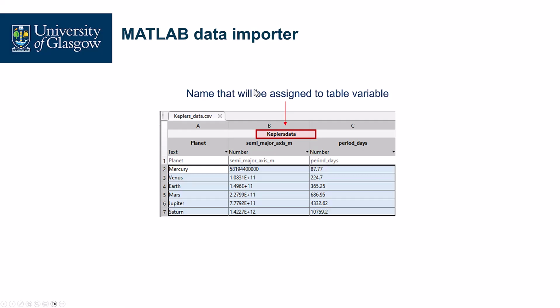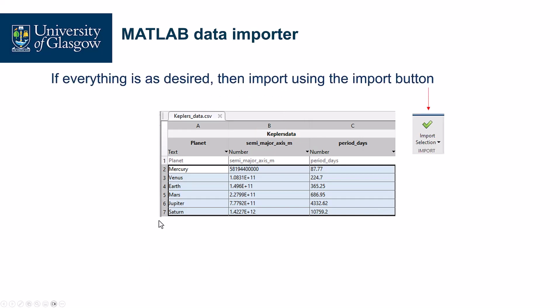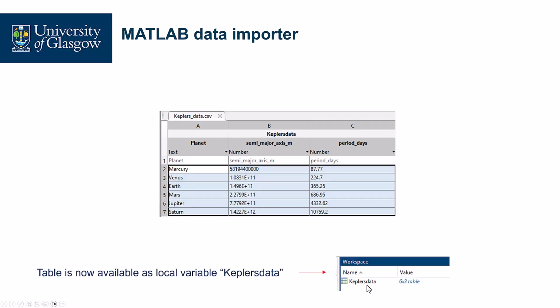When we import it into MATLAB, the calculus data will become the table variable name in the workspace. When you see the workspace, you will find a variable called calculus data, and you click that, it will display this table, right? If everything is as desired, you just click Import Selection, and the table will go to the workspace. You can see the variable is here, and the value is a 6x3 table, a table variable containing all of these contents, right?